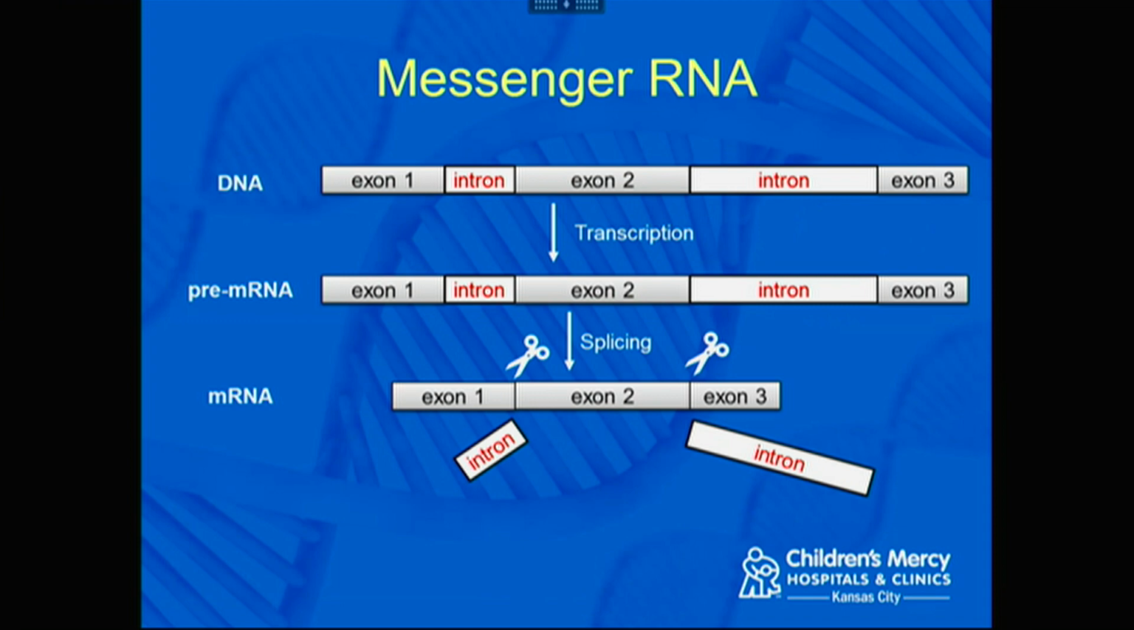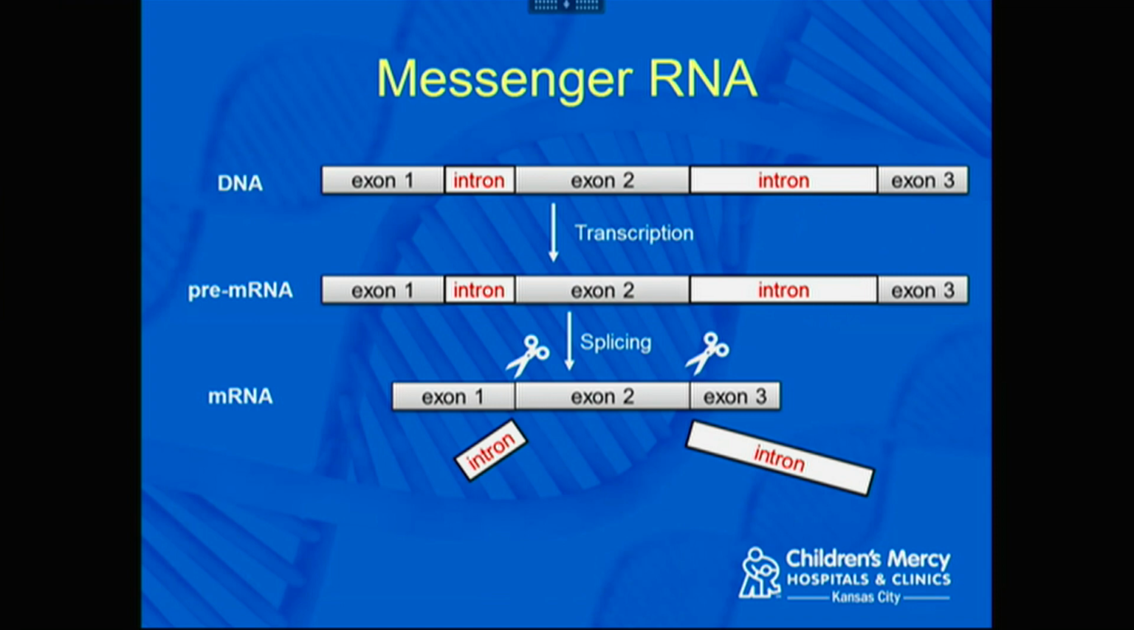These pre-mRNA molecules are processed by the splicing machinery of the cell to remove these introns. So the introns are basically DNA sequences that are not used to code for the protein. So they have to be cut out in order to produce the final messenger RNA. All right.